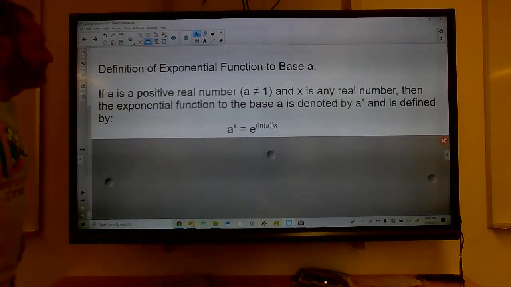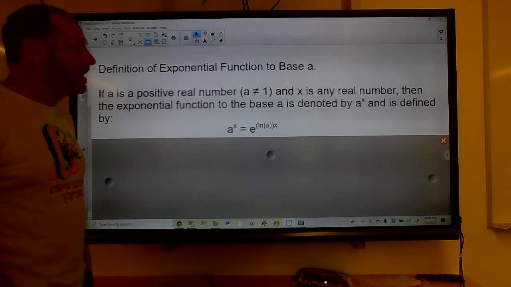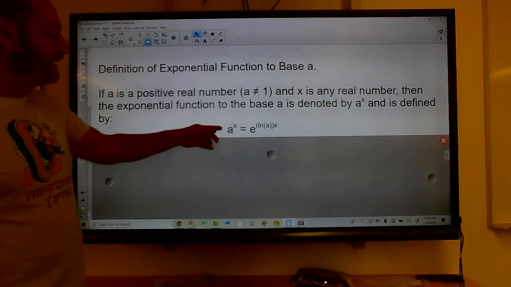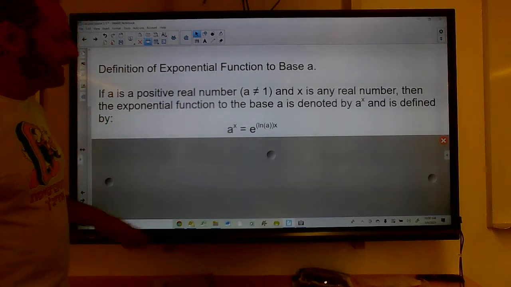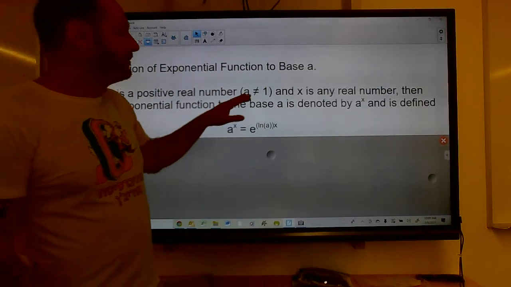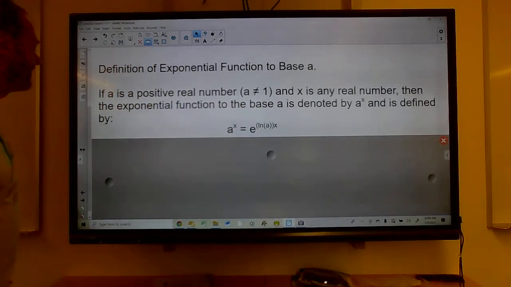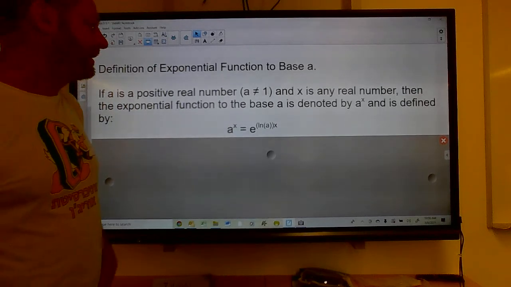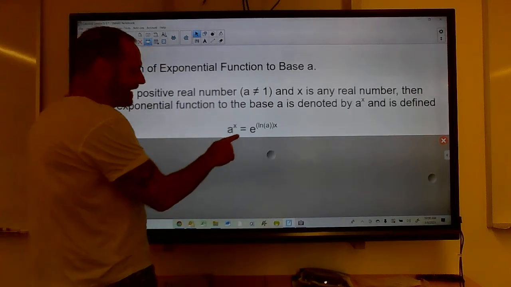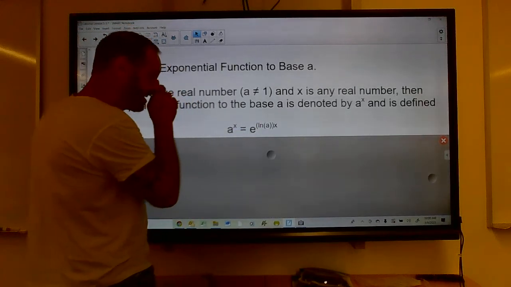Definition: if a is a positive real number, a is not equal to 1. The reason we don't want a equal to 1 is that 1 to any power is just 1. That's boring. And if x is any real number, then the exponential function to the base a is denoted by a to the x power and is defined as a to the x equals e to the natural log of a times x.